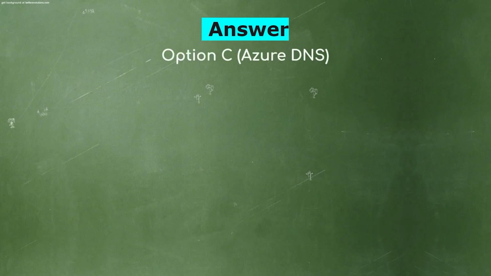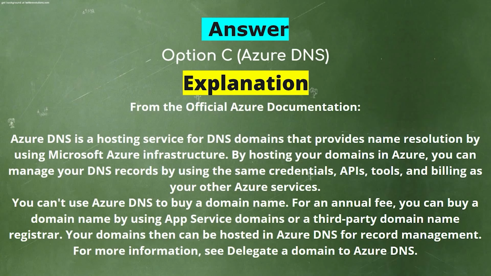Azure DNS. Explanation. From the official Azure documentation, Azure DNS is a hosting service for DNS domains that provides name resolution by using Microsoft Azure infrastructure. By hosting your domains in Azure, you can manage your DNS records by using the same credentials, APIs, tools, and billing as your other Azure services. You can't use Azure DNS to buy a domain name. For an annual fee, you can buy a domain name by using App Service Domains or a third-party domain name registrar. Your domains then can be hosted in Azure DNS for record management. For more information, see Delegate a Domain to Azure DNS.